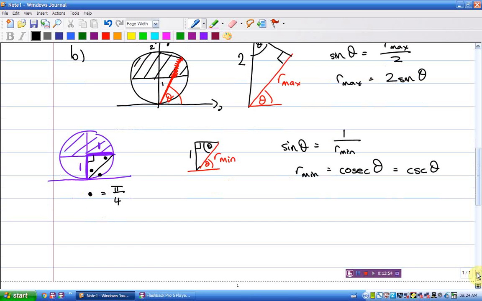Okay, but I haven't finished. I have to now write down my answer, and what R falls between cosec theta and 2 sine theta for values of theta that fall between pi over 4 and 3 pi over 4. If your theta goes smaller than pi over 4, then my range was wrong, and if I go too far, beyond 3 pi over 4, once again this repeats.